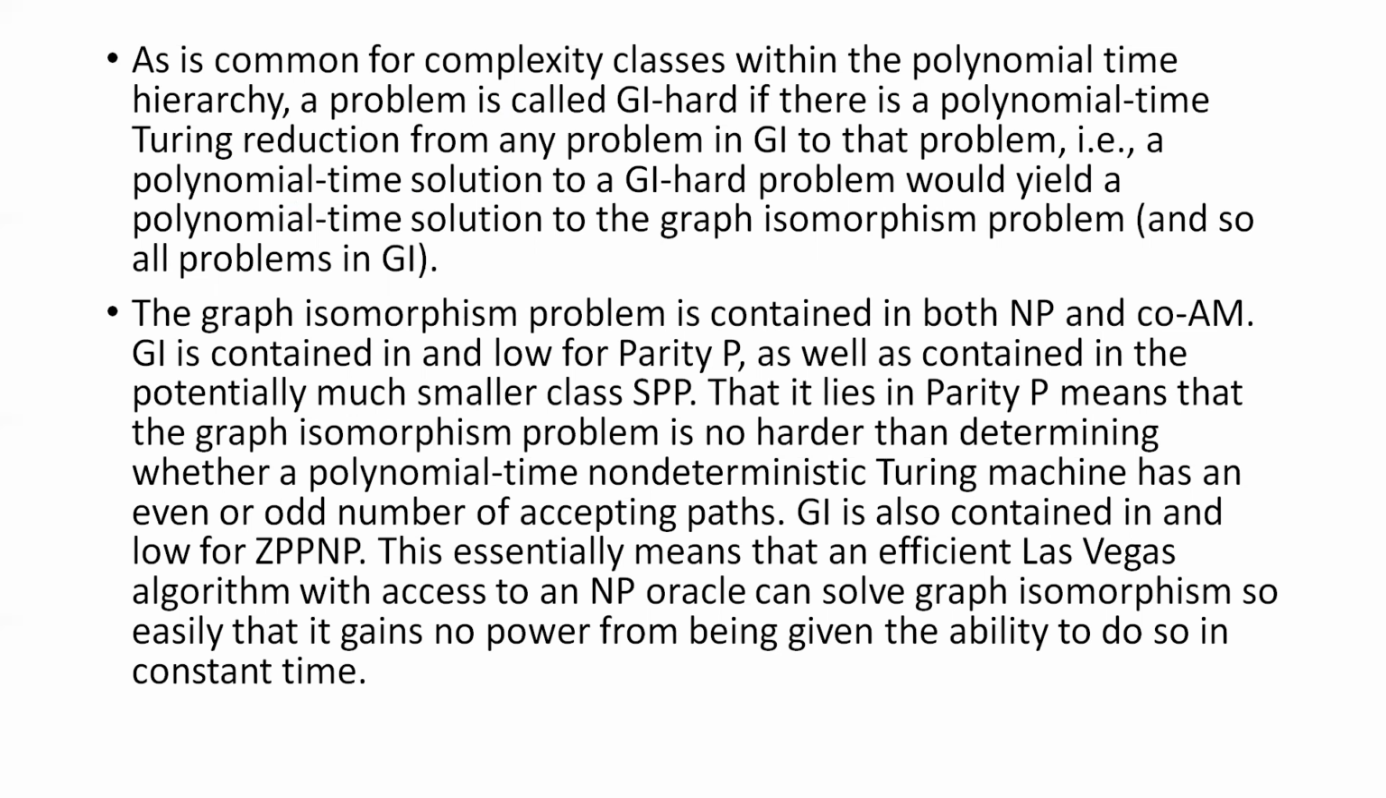That it lies in parity P means that the graph isomorphism problem is no harder than determining whether a polynomial time non-deterministic Turing machine has an even or odd number of accepting paths. GI is also contained in and low for ZPP-NP. This essentially means that an effective Las Vegas algorithm with access to an NP oracle can solve graph isomorphism so easily that it gains no power from being given the ability to do so in constant time.